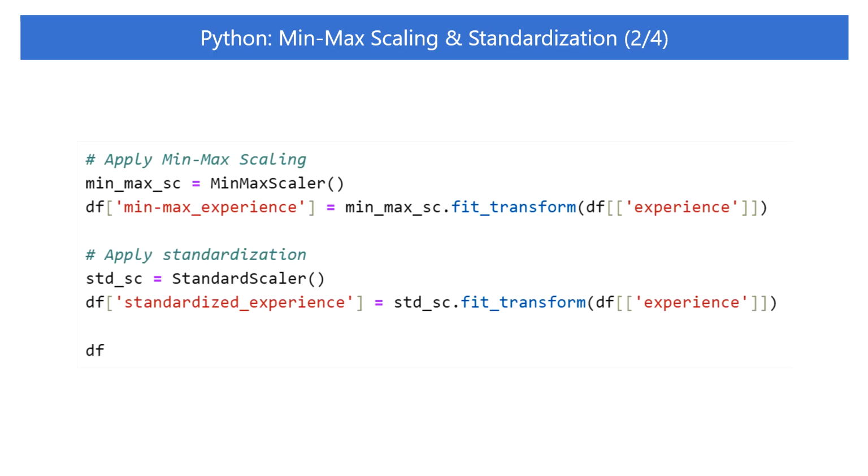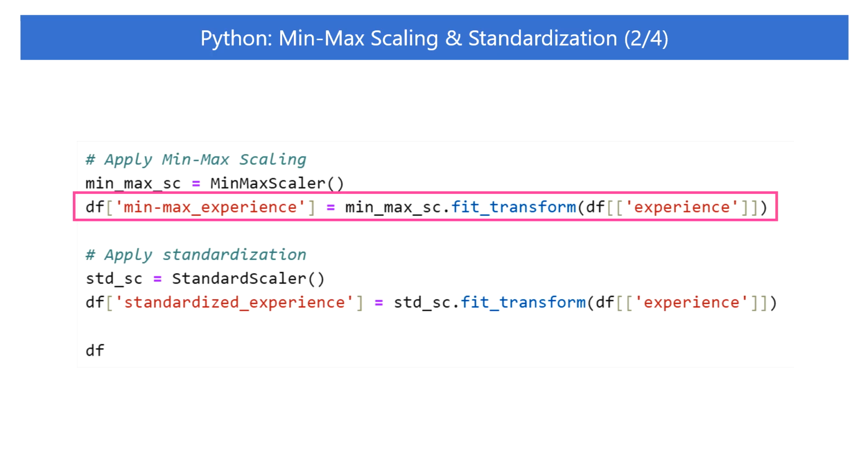Let's start with min-max scaling. First, instantiate MinMaxScaler and store it in minmax_sc. minmax_sc is an instance, not just a variable, so its name can be anything. However, it is better to use a name that clearly indicates that it is used for min-max scaling.